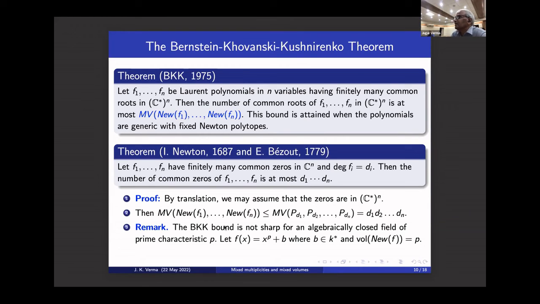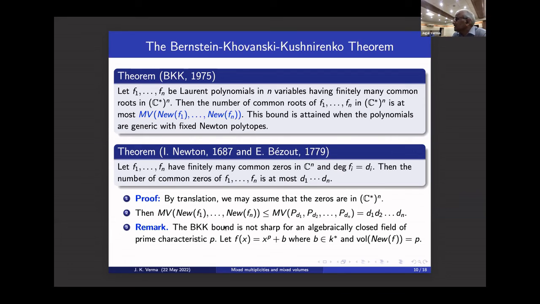In prime characteristic, you can have a polynomial of degree p with only one root. If you take this polynomial x^p + b, the Newton polytope is a line segment of length p and volume is p, but there's only one root here. So in characteristic p, things can fail what you expect. But in characteristic 0, we have this precise bound and it is obtained for a generic polynomial.